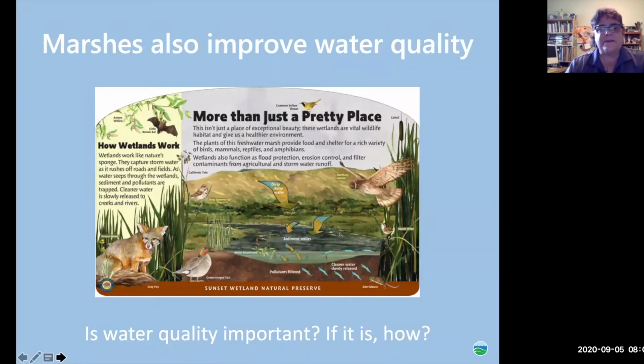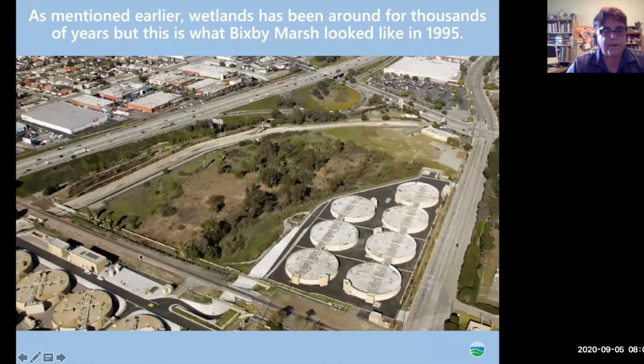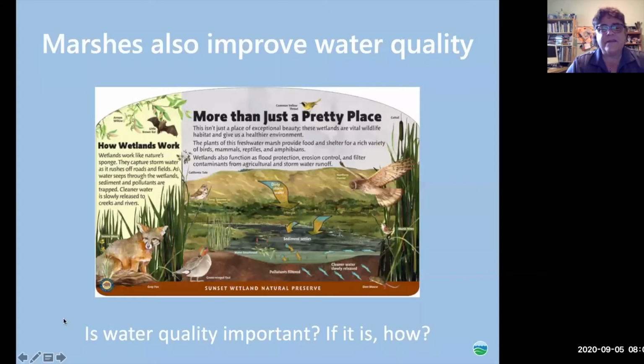If you look at this picture, I love this picture. This is from Sunset Beach, but it's more than a pretty place. All of the runoff that comes from the surrounding area goes into marshlands. The sediment settles, and then the water infiltrates cleaner into the ground.